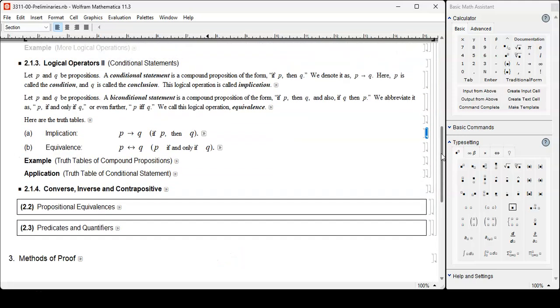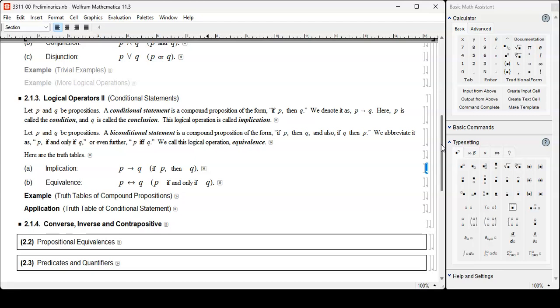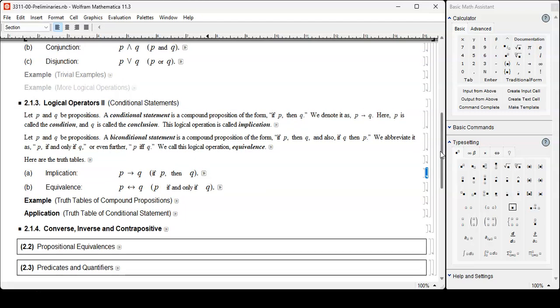That's implication. By the way, I use the terms condition and conclusion. The P part is called the condition, and the Q part is called the conclusion. The condition and conclusion. You can read through this notebook. That's implication. Now finally, equivalence.